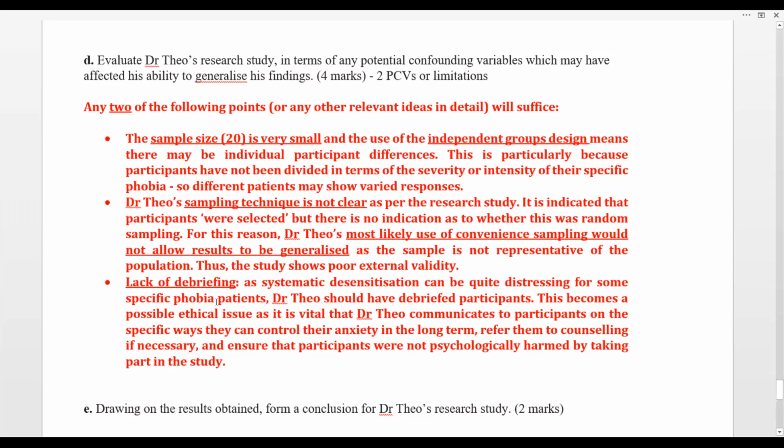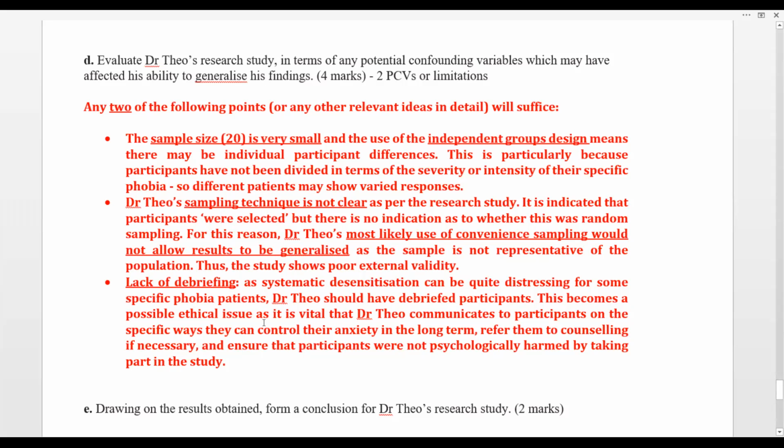Finally, you can also talk about lack of debriefing. Obviously, systematic desensitization is quite a traumatic procedure for somebody with specific phobia to go through. So there's no indication in the scenario that Dr. Theo sat down with the participants after the study, talked to them, or referred them to a psychologist or counseling service. This is a problem because it shows that Dr. Theo doesn't really care about the well-being and welfare of his participants, because he hasn't properly debriefed them after the study was complete. Okay, and that's an ethical principle. And remember, you can talk about ethical principles under limitations, and ethical principles do affect your ability to generalize results.